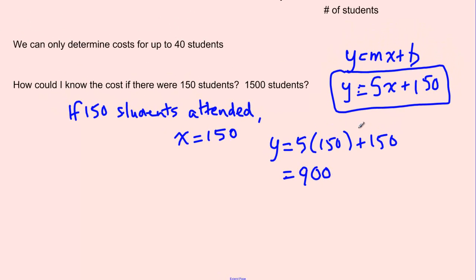What if 1,500 students attended? We would do the same thing. We would say if 1,500 students attended, x would equal 1,500. We would substitute it in, and then we would get our answer. Now, I'm going to offer you maybe an easier way. What if I said, what does the function equal at 1,500? And I'll write it in a way that's sort of easy to read.